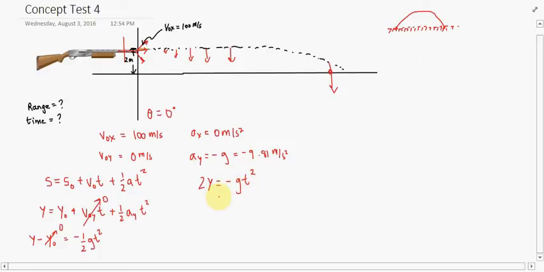I divide both sides by negative g, so I'll get 2y over negative g. But remember, my final y position is lower than what I had, so I'm going to put a negative there too to indicate that it was lower than where we started. The negatives tend to cancel, and that is equal to this t squared. So t is going to be equal to the square root of 2y divided by g. Now I can just plug in the values that I have.